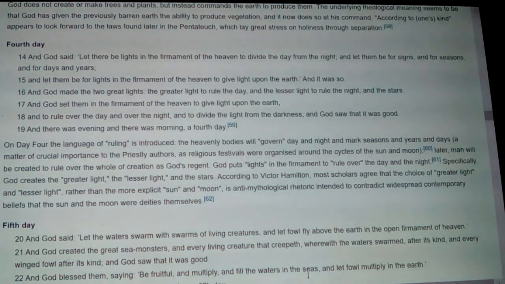Right? He goes, let them be lights in the firmament of heaven to give light upon the earth. And it was so. And God made the two great lights, the greater light to rule the day, and the lesser light to rule the night, and the stars. So now the idea they're saying is that the sun is on fire and the moon is glowing too, so there's got to be some light. And they didn't understand that this was really just a reflection.